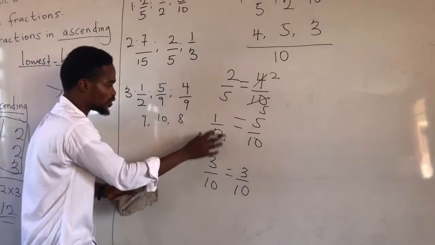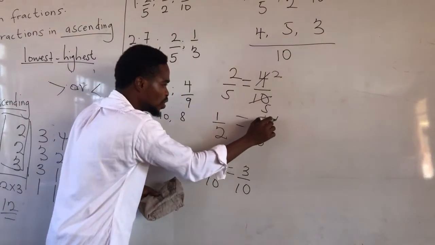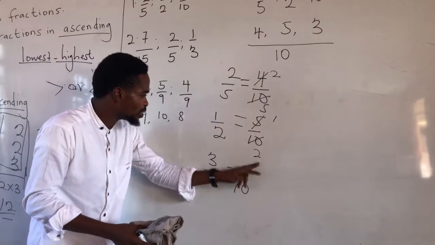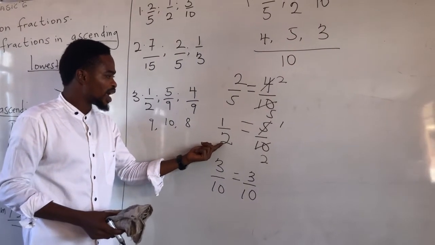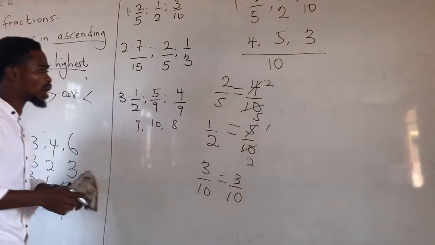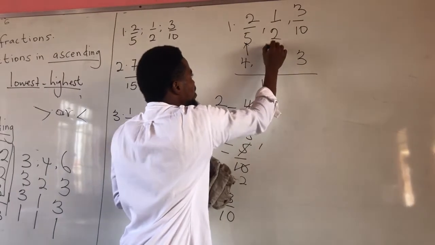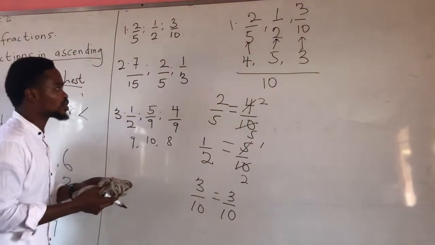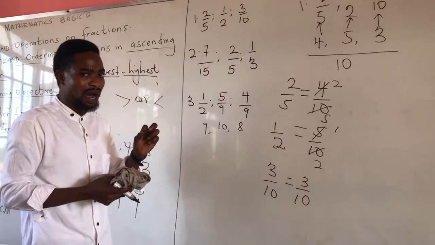And also 1 out of 2 is the same as 5 out of 10. Because 5 goes into itself how many times? 1 time. Then goes here 2 times. So we have 1 out of 2. So therefore 1 out of 2 is the same as what? 5 out of 10. So I come here, what am I going to do here? I am going to consider the least number to the highest.